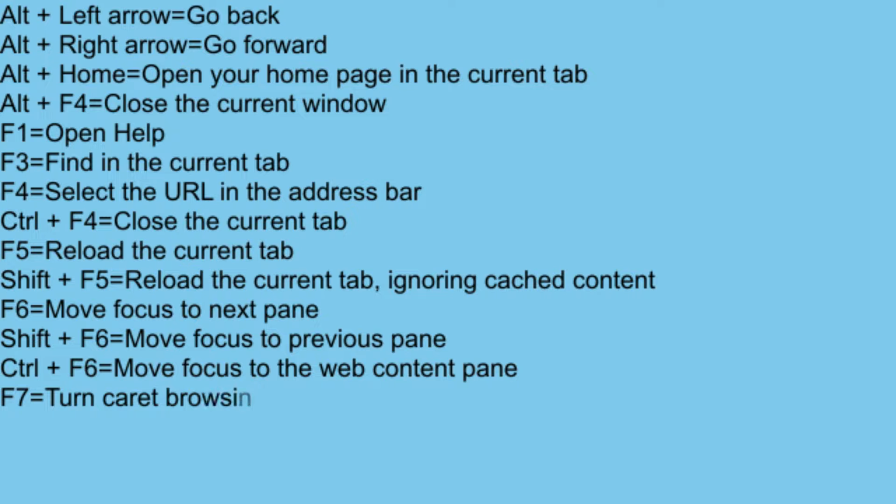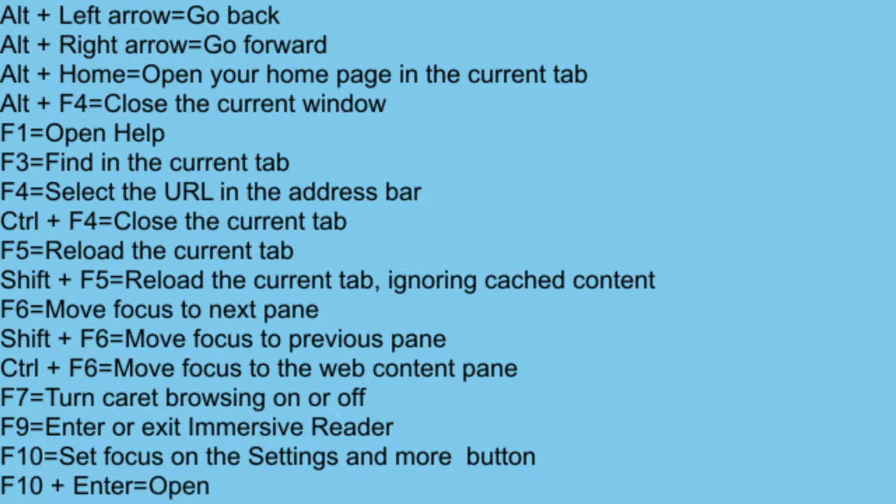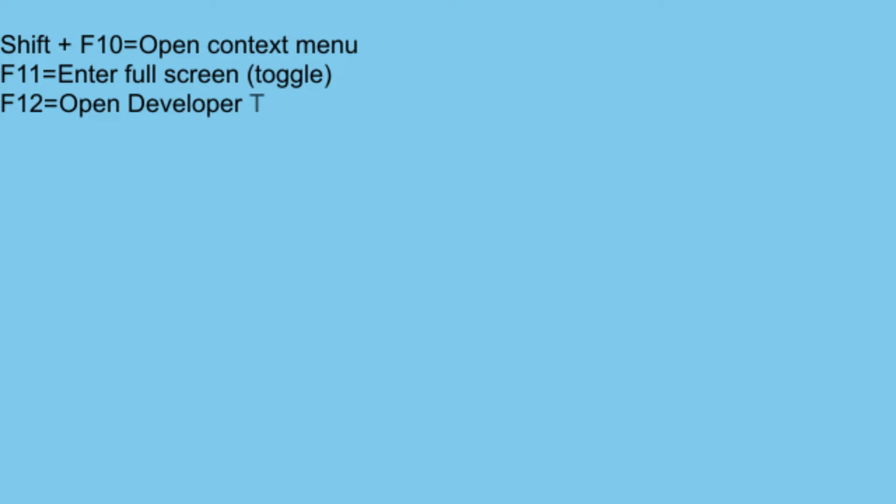F7 equals turn caret browsing on or off. F9 equals enter or exit immersive reader. F10 equals set focus on the settings and more button. F10 then Enter equals open the settings and more menu. Shift-F10 equals open context menu. F11 equals enter full screen, toggle. F12 equals open developer tools.